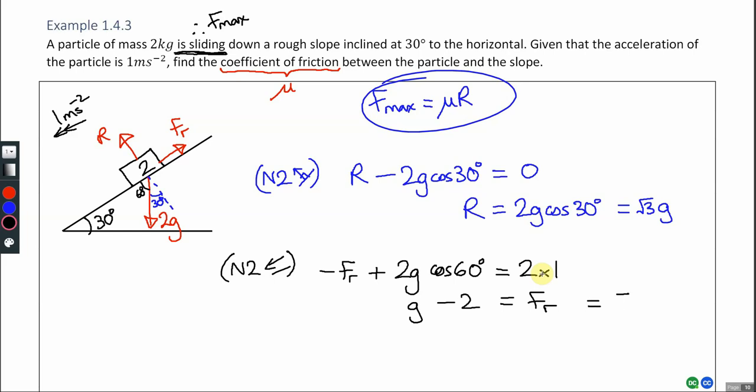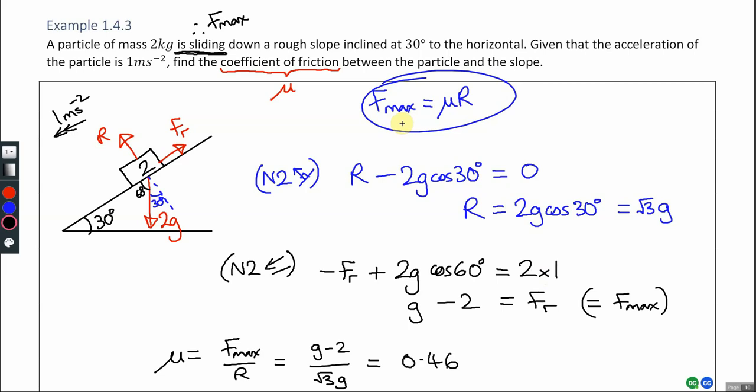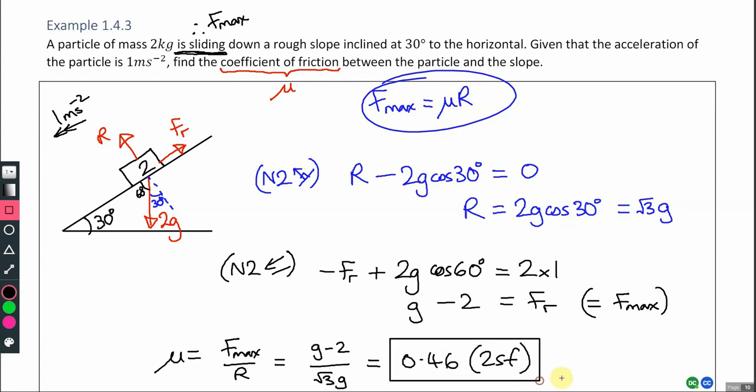And actually, please remember that in this case, friction has reached its maximum value. So mu, if we go back to the earlier equation, is F max divided by R. So that's g take away 2 divided by root 3 g, which when you put it into a calculator, you get 0.46 to 2 significant figures. Mu does not have any units. So the answer there is just 0.46.